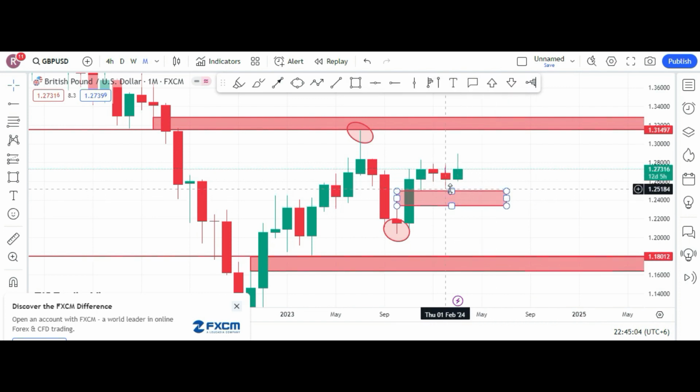So the nearest imbalance in the market is here in the monthly, and you guys can see that we have a double top here, and the market is supposed to get more bearish. So let's move to weekly now.